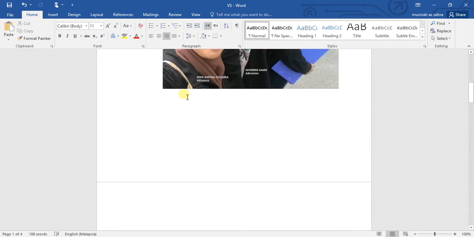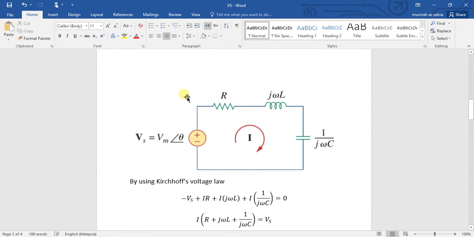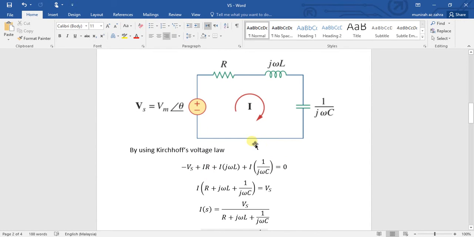So today we will look at how the series resonance circuit works. First and foremost, this is the circuit that was given to us. Here we have a voltage source, resistor, inductor and capacitor. In order to get the equation, we use Kirchhoff's voltage law.